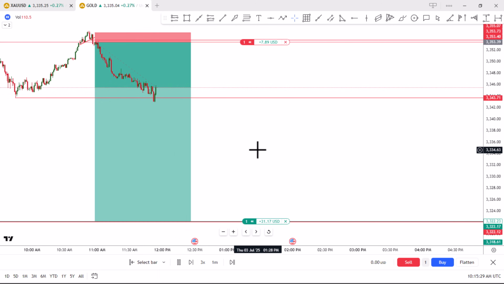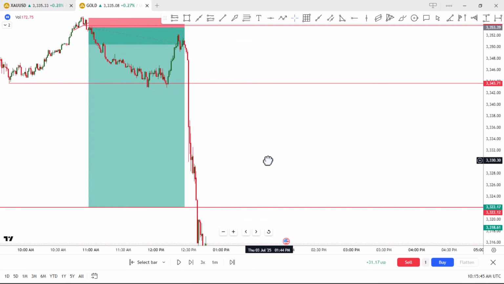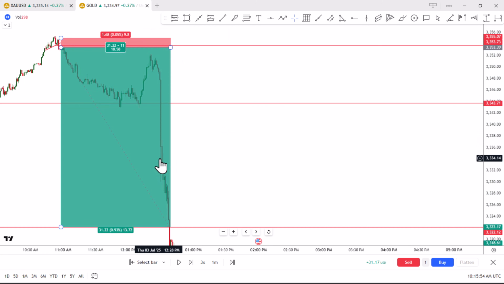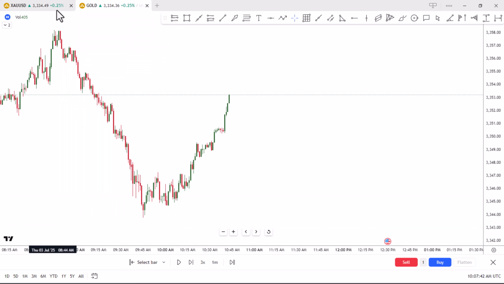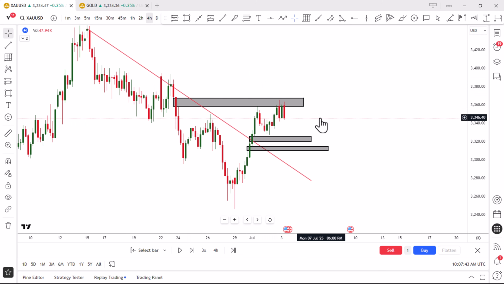Now to take this type of trades and to actually profit from this type of trades, always understand that it has to go according to the bigger time frame. So let's look at this now. On the bigger time frame, this was what I was looking at.